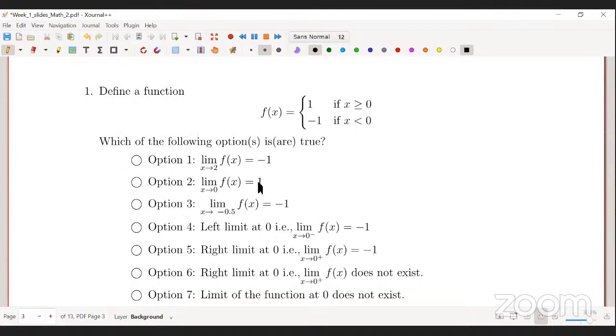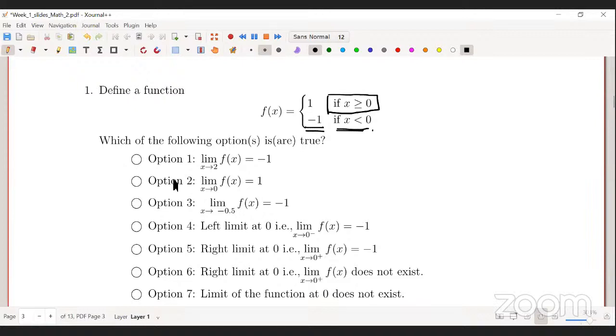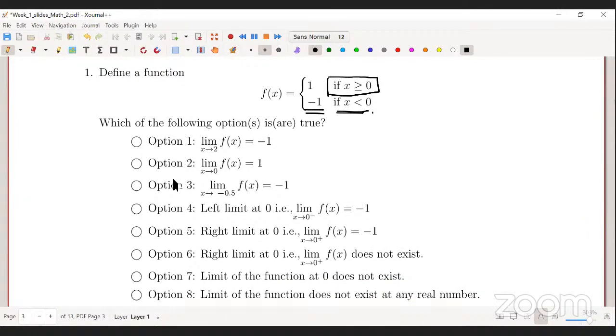So this is our first question. We defined a function. This function is 1 if x is greater than 0, and the value of the function is -1 if x is less than 0. Can some of you tell which of the following options are correct? Sir, limit at x equal to 0 will not exist. Why? Since left hand and right hand limits are not equal.